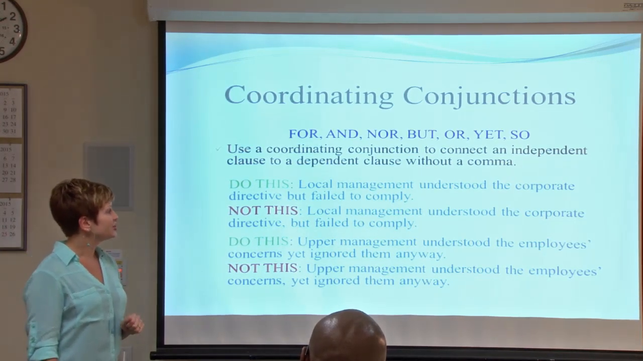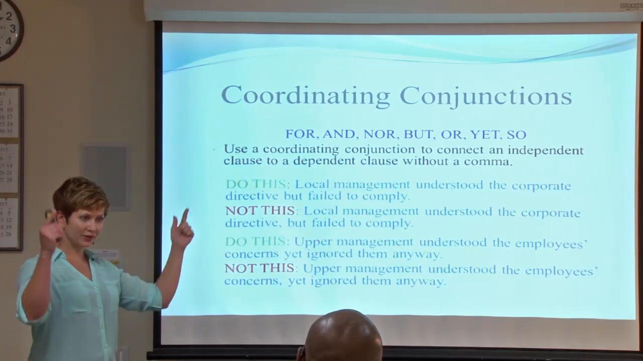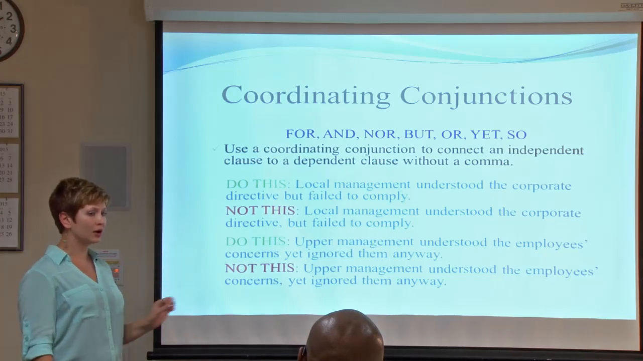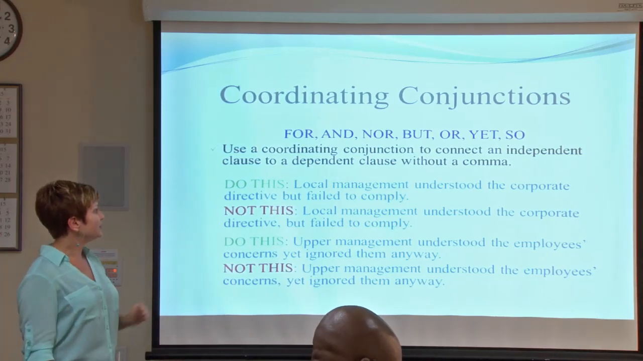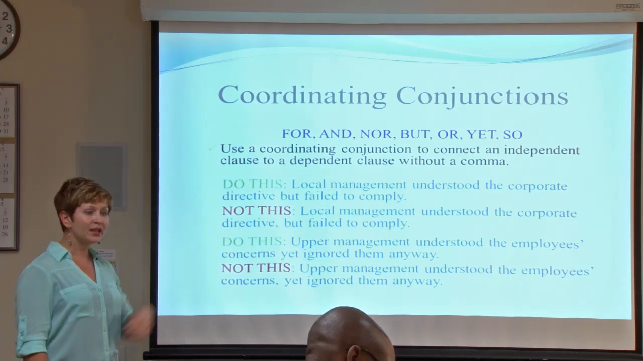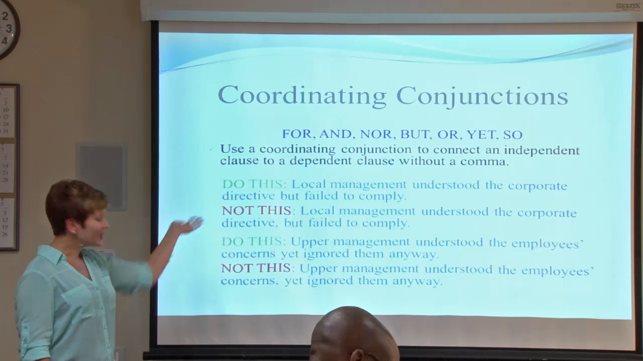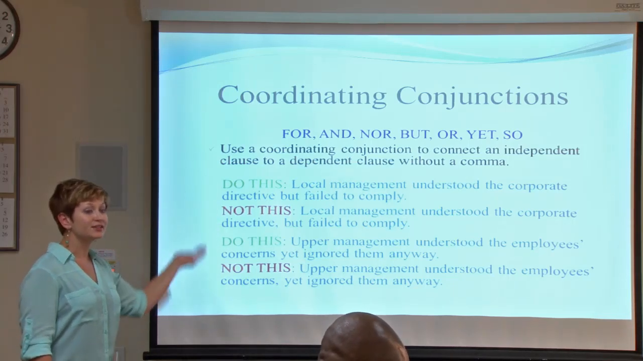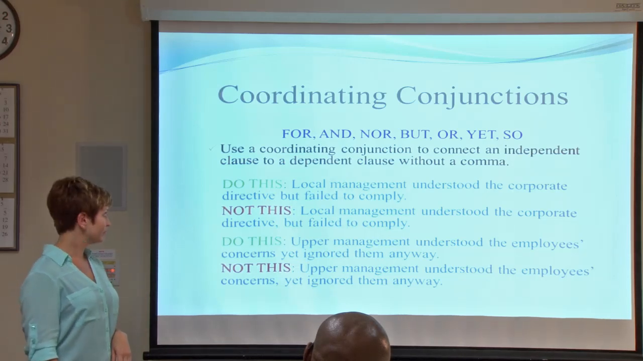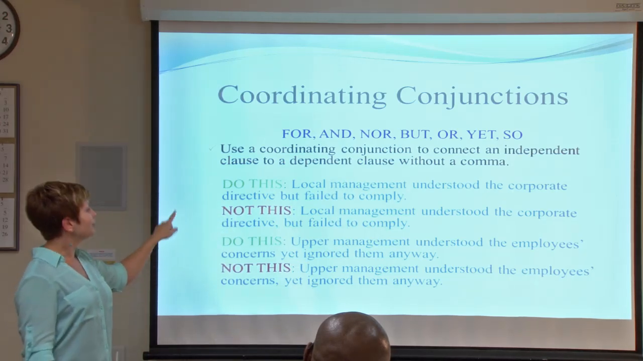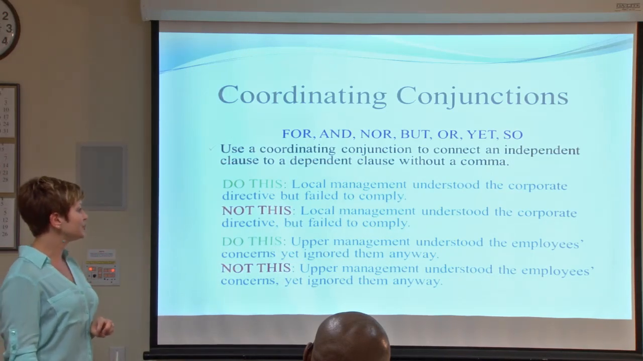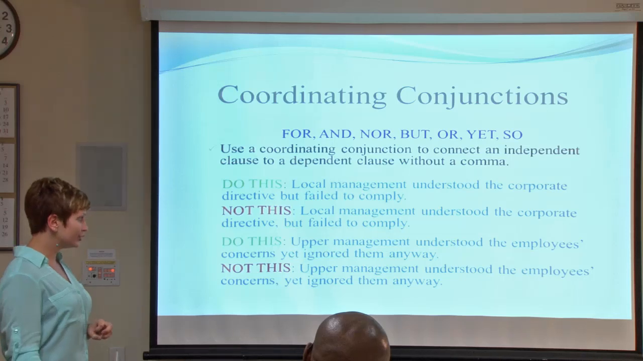Use a coordinating conjunction to connect an independent clause, you saw the formula earlier, with a dependent clause without a comma. So you want to do this. Local management understood the corporate directive but failed to comply. As you can see, what comes after but is not another subject. It's a verb that follows from the subject in the first clause, local management. So always leave the comma out of this kind of construction. Here's one more example. Upper management understood the employees' concerns, yet ignored them anyway.